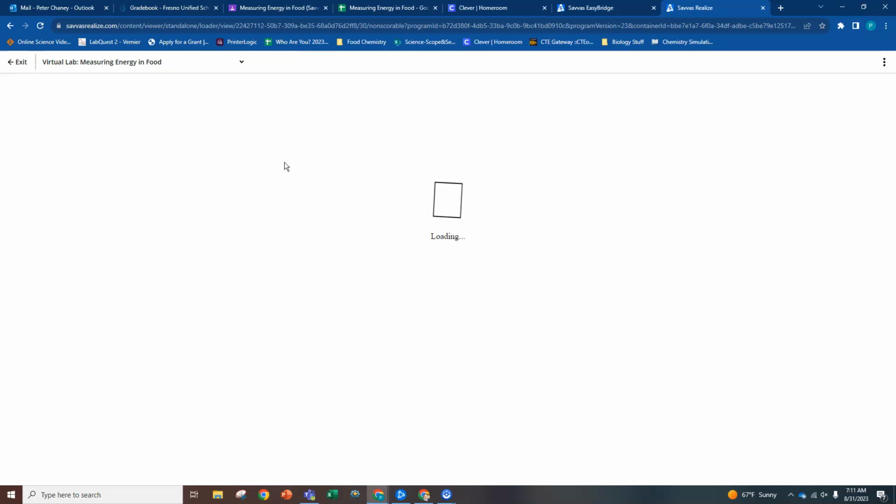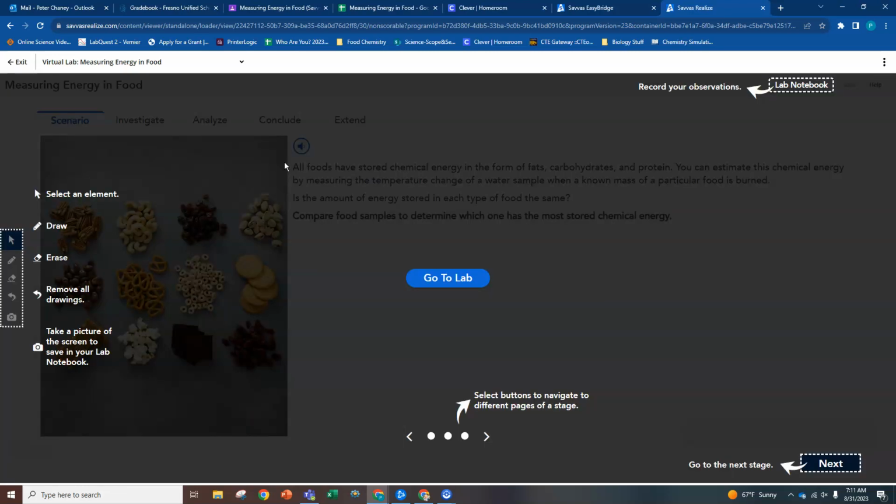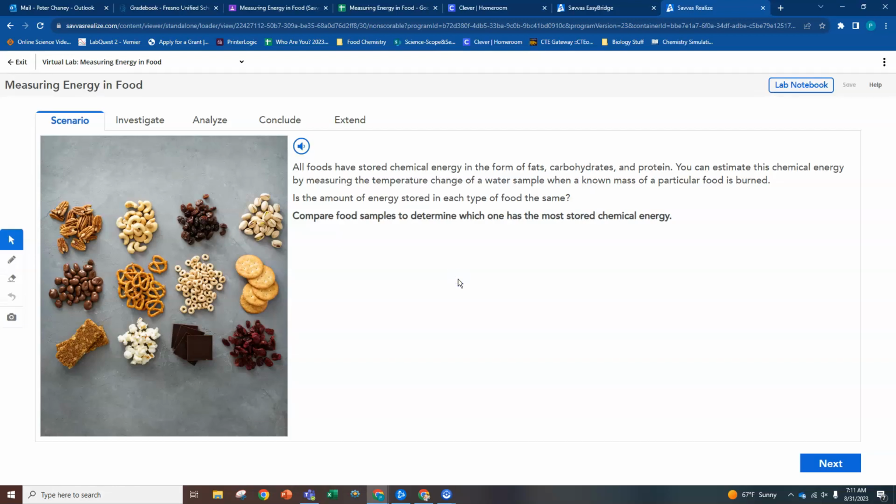Basically we're seeing how much thermal energy, chemical energy is in food and how much it's able to raise the temperature of water in this fancy machine called a calorimeter. All foods have stored chemical energy in the form of fats, carbohydrates, and protein. You can estimate this chemical energy by measuring the temperature change of a water sample when a known mass of a particular food is burned. So that's what we're doing. Is the amount of energy stored in each type of food the same? Definitely not. We know from fats, carbohydrates, and proteins, and diets, and all that good stuff, that's not true.